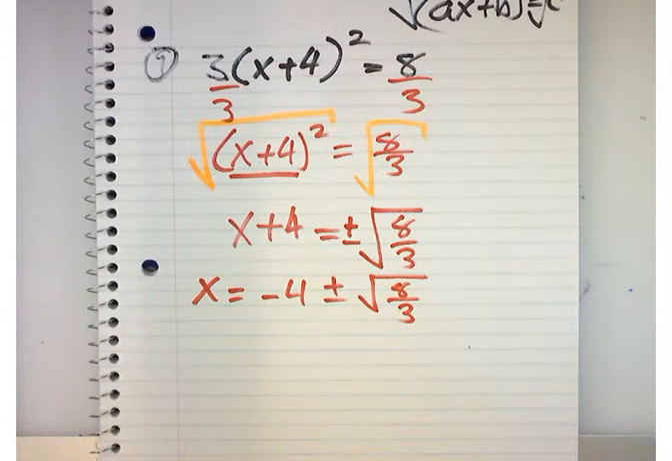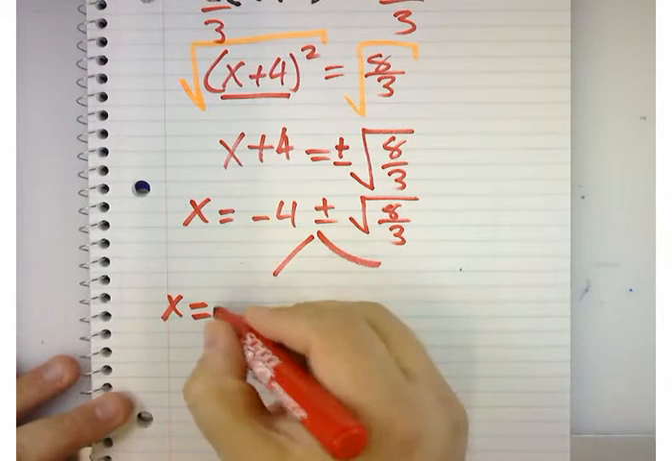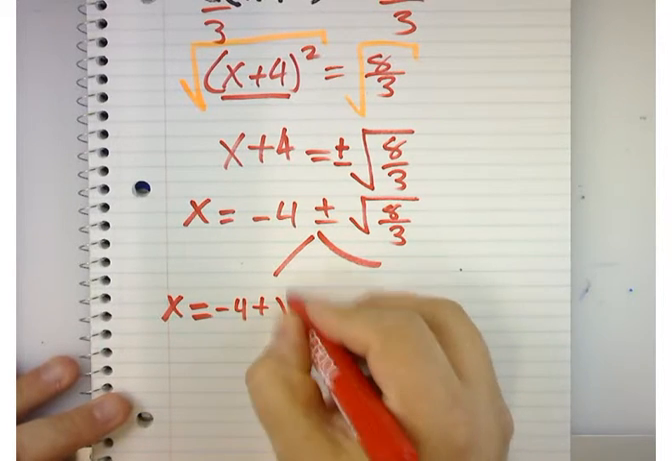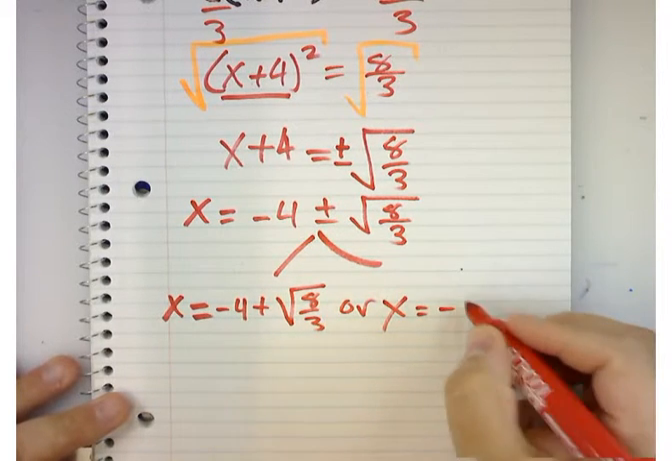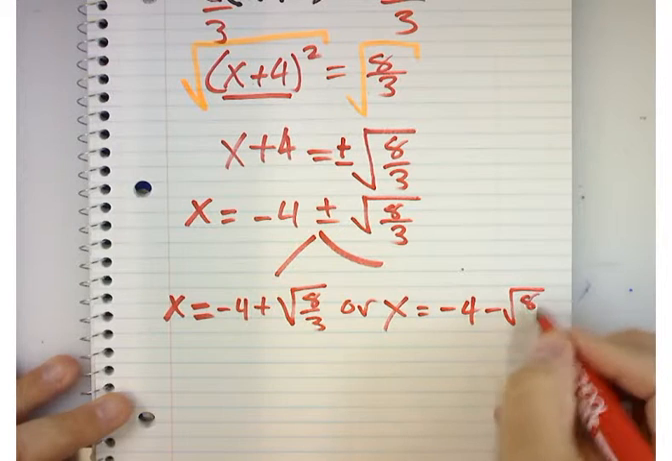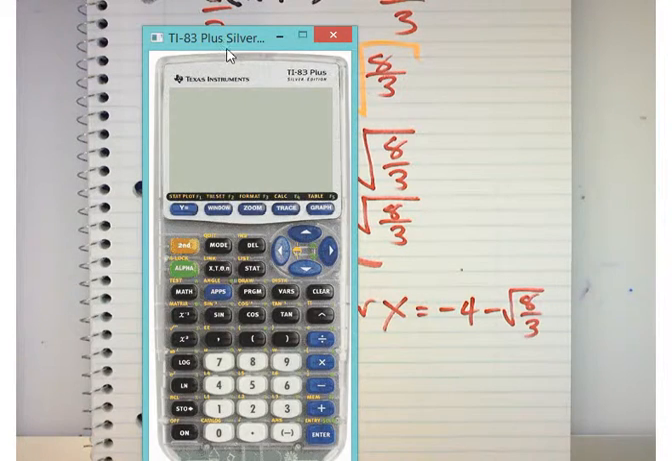Now that looks kind of crazy, right? If we're going to graph that, this is where it would cross the x-axis. So really we have two solutions. If I split this up, x is equal to negative 4 plus the square root of 8 over 3, or x is equal to negative 4 minus the square root of 8 over 3. You could leave that answer just the way it is, and that would be the exact value, but if you're one of those decimal people and you want to know the decimal answer, you could just get your calculator out and plug it in.